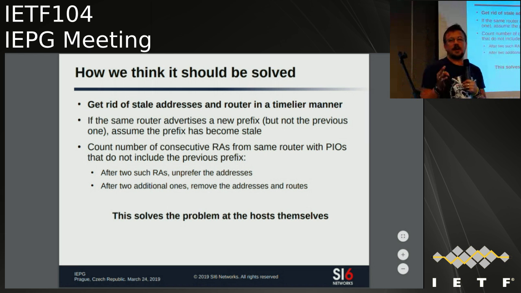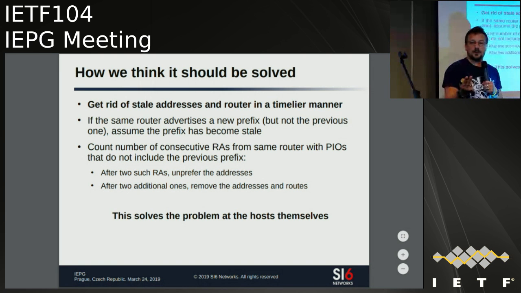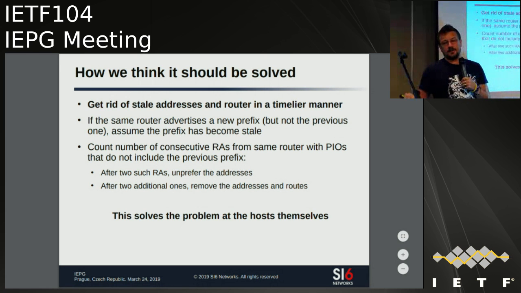If you are receiving RA packets from the same router that had advertised your previous prefix, and the RA contains prefix information options, but not the previous prefix for which you had configured addresses, that should be taken as an indication that the prefix is stale, okay? So what we do essentially is, for example, we wait for two RAs from the same router that contain prefix information options, and after the second one, we deprecate the address, and after two additional ones, we completely remove the address and the on-link route, okay?